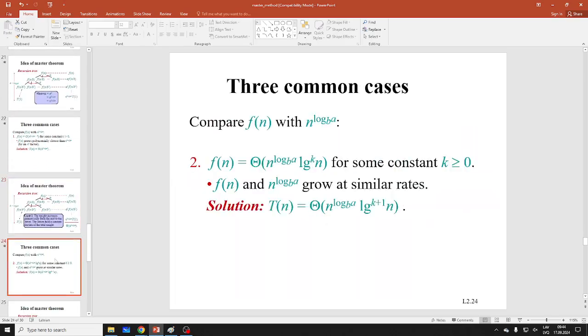There's a second case, and this is probably the hardest case, when it's exactly even, meaning the work being done on the leaves grows at a similar rate.